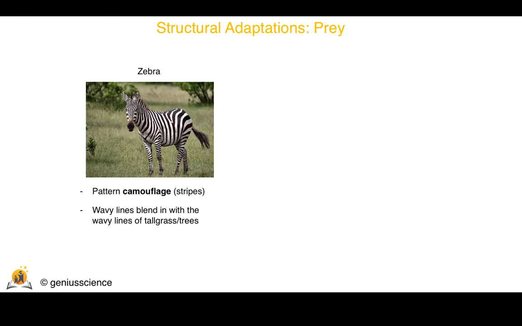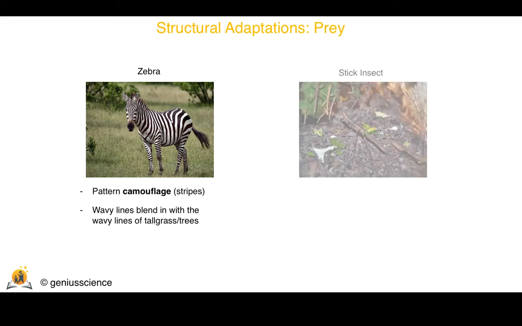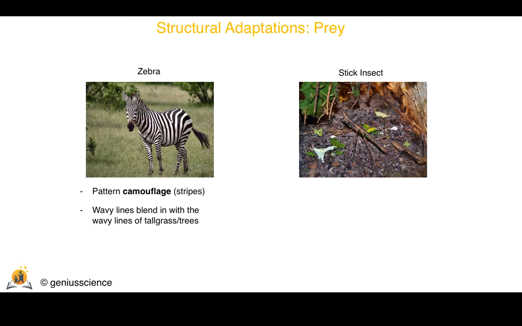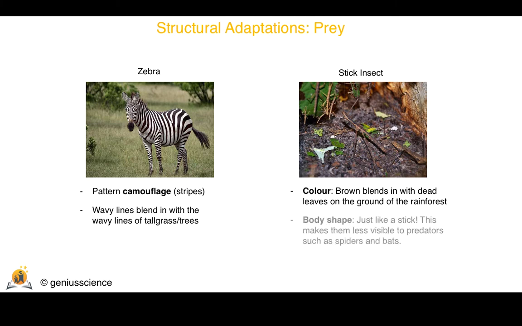Interestingly, the colour of the zebra stripes doesn't really matter because lions are colourblind. So if a zebra stands still amongst the trees or tall grass, a lion may not see it at all. Our next prey species is the amazing stick insect. For this brown stick insect, colour as well as body shape play an important role in helping it camouflage. Being brown allows a stick insect to blend in with the dead leaves on the ground of the rainforest. And as for their body shape, it is just like a stick, hence their name. This makes them less visible to predators such as spiders and bats.